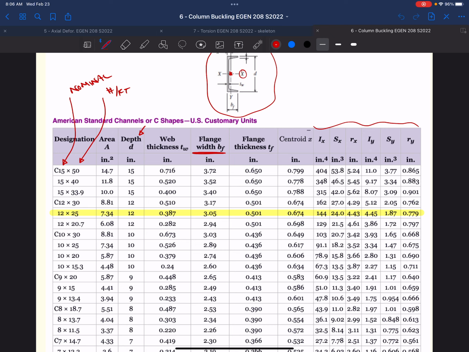And so there's a class of channels that are all C15s, right? In this, it's showing the depth is 15, but in reality, it changes just a little bit based on that last number being the weight per foot. So if I cut a section of this W10, this might be a W10 by 30, it would weigh 30 pounds if I had a foot of it, okay?